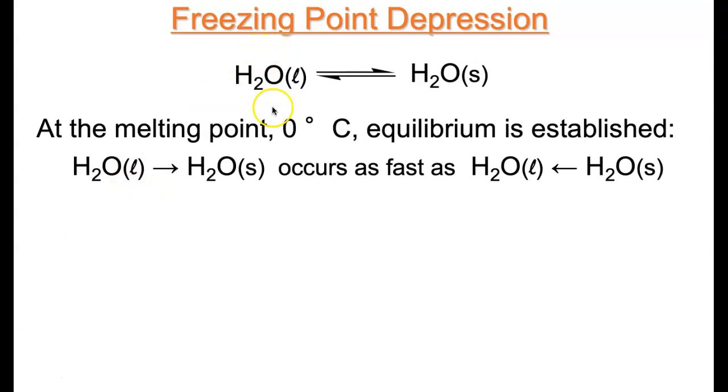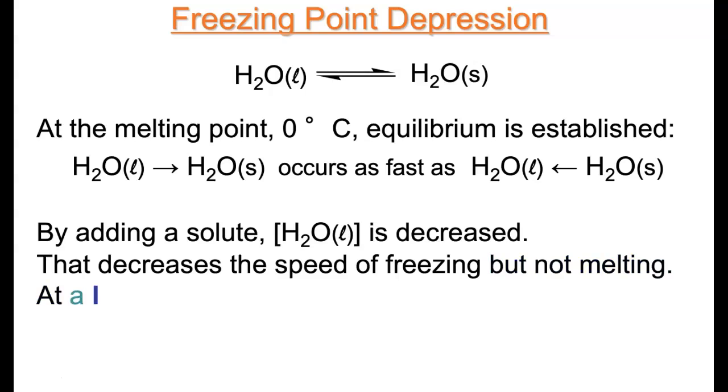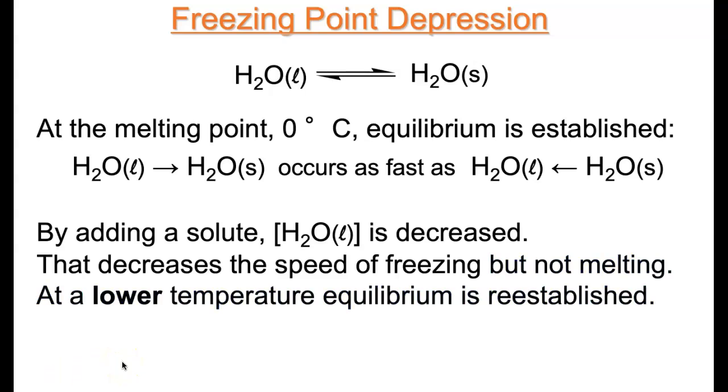And so if we take a look at water, liquid water, H2O liquid, turning into solid, that's the temperature at which it freezes, 0 degrees Celsius. And so we get this sort of equilibrium established, you'll see that in the Gizmos this week, that liquid water turns to solid water at the same rate that solid water turns to liquid water. And that is that freezing point. By adding the solute, the liquid water is decreased. And so the speed of freezing is occurring at a lower temperature. And that's when that equilibrium is established again.